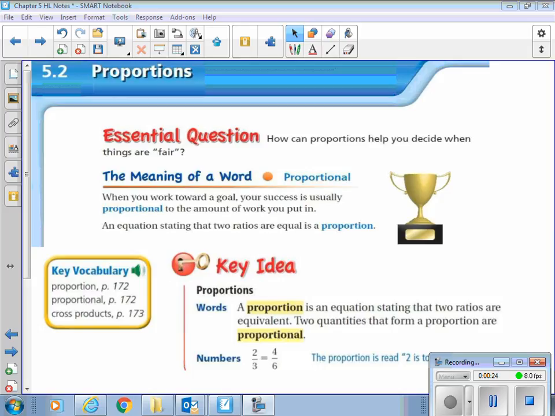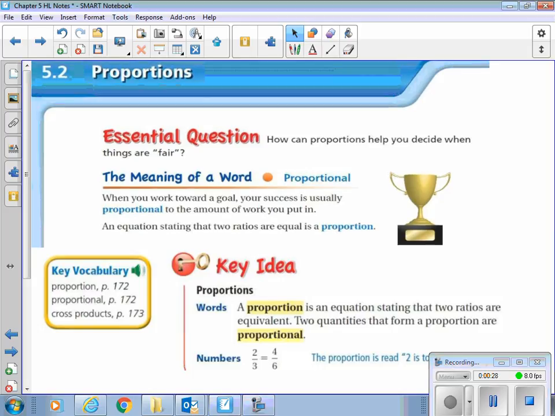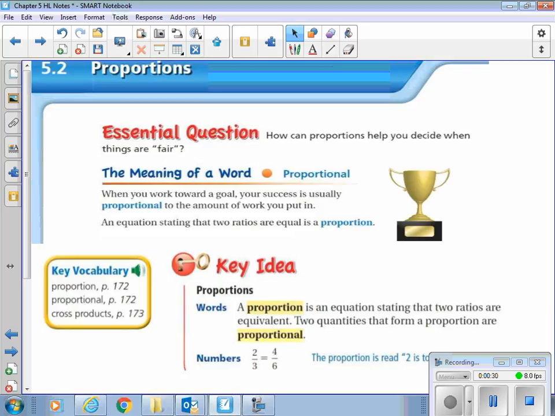So we have two vocabulary terms here to start off with. The first one being proportion, which is an equation stating that two ratios are equivalent. Remember the word equivalent? You can kind of see the word equal in there. Equivalent means equal. And two ratios that form a proportion are what we call proportional.